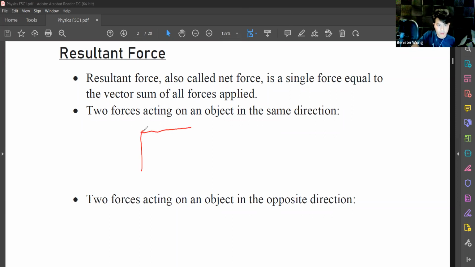Okay, over here, I have an object. Let me try to change the color, make it look nicer.